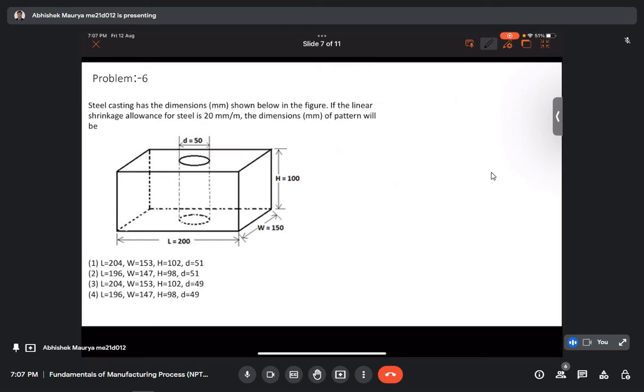This question is mainly from pattern allowances. Please read the question and try to calculate what the correct dimensions are after applying the pattern allowances. The shrinkage allowance for the steel is given as 20 mm per meter. Please take a minute to understand and try to give your answer in the polling section. Meanwhile, I will create the poll.